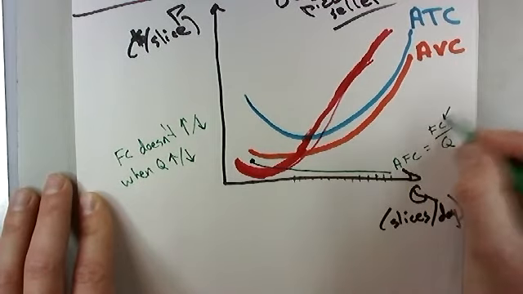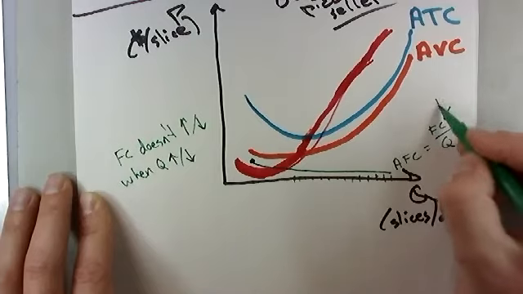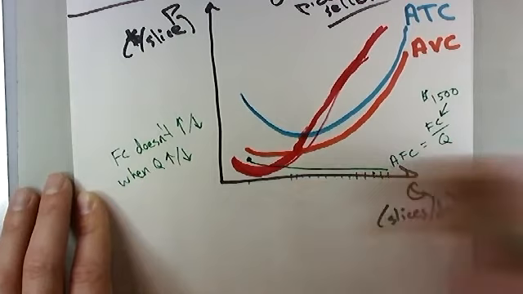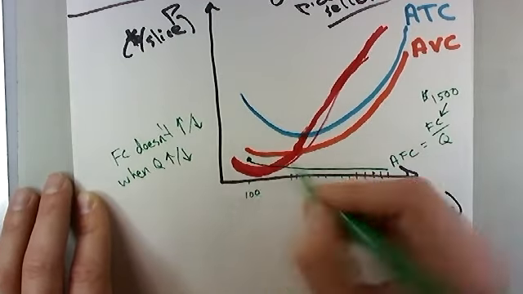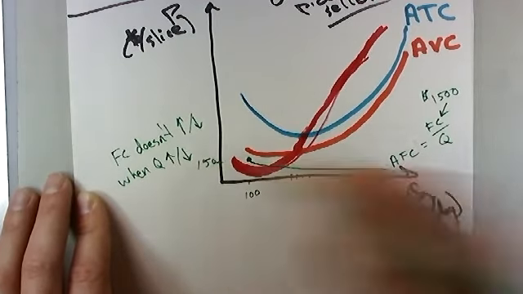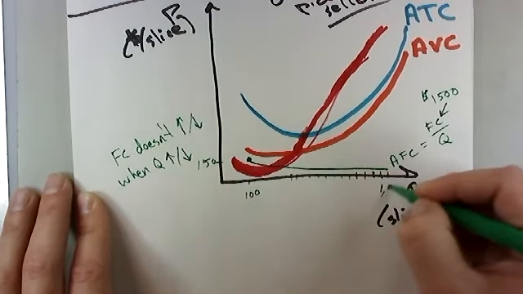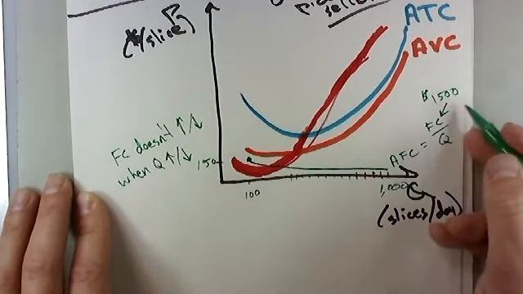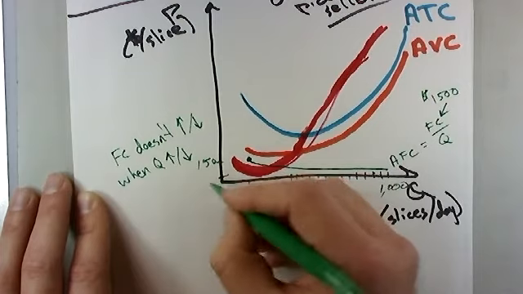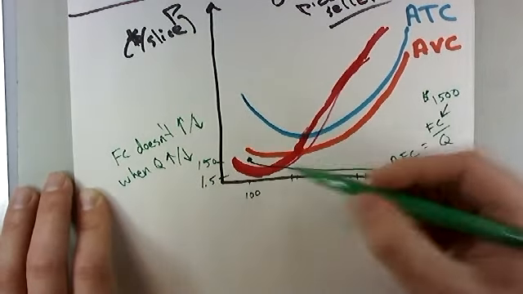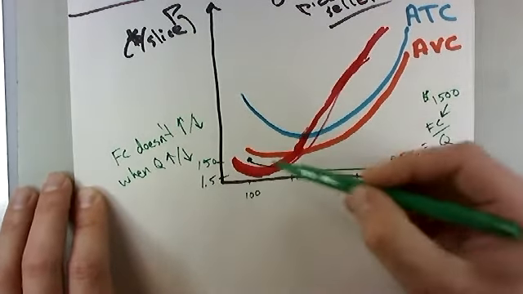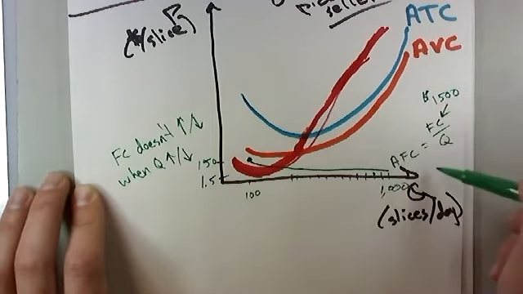Since the fixed cost doesn't change, it stays the same, say $1,500. So when the quantity is 100, it's $1,500 divided by 100, which is 150. But when the quantity is 1,000, then 1,500 divided by 1,000 is 1.5. So this average fixed cost gets lower and lower, and it approaches zero. It has a limit of zero.